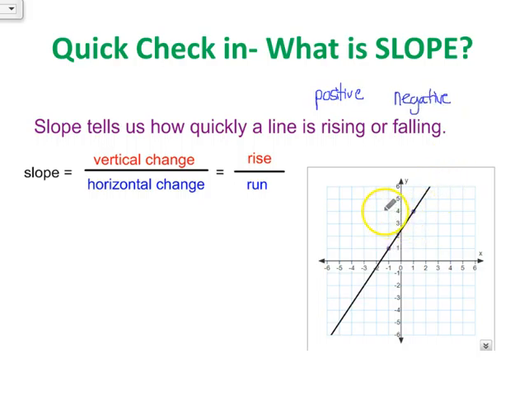Slope, again, we know how to calculate it given 2 points. And it's the vertical change over the horizontal change. So the vertical change always goes on top of our fraction when we write slope, and the horizontal change always goes on the bottom of our fraction when we talk about slope.